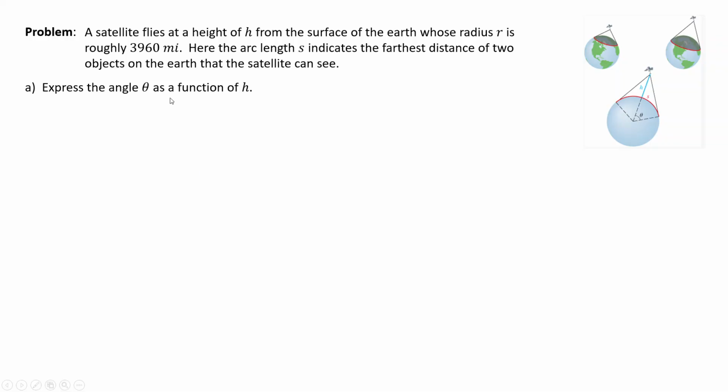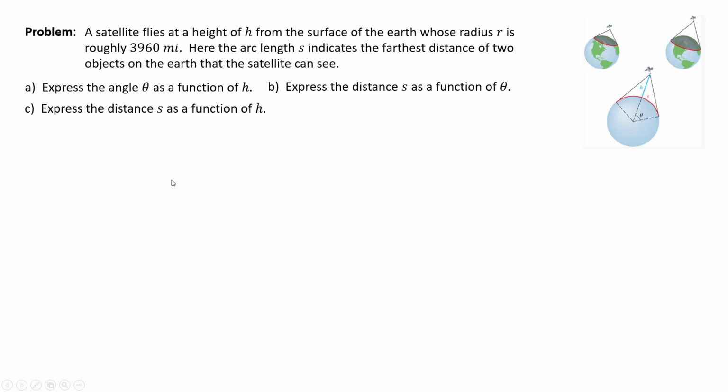Express the angle theta as a function of h. As the satellite flies at a higher height, the distance h increases, then what happens to theta? We should be able to talk about those kinds of things. So let's try to find a formula for theta as a function of h. Similarly, express the distance s as a function of theta. Third, express the distance s as a function of h. To me, that is a more useful version.